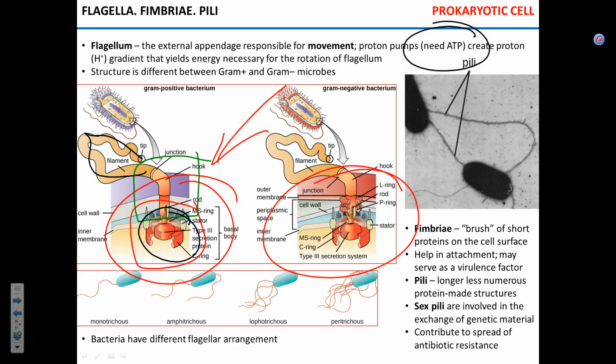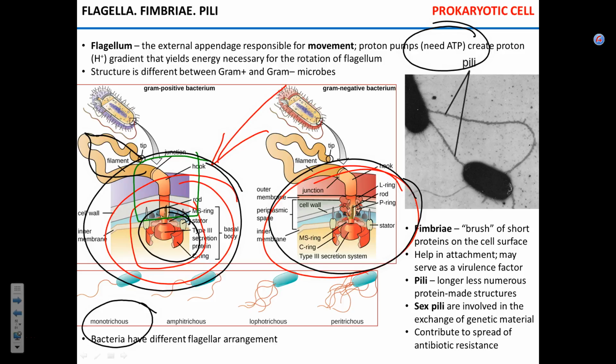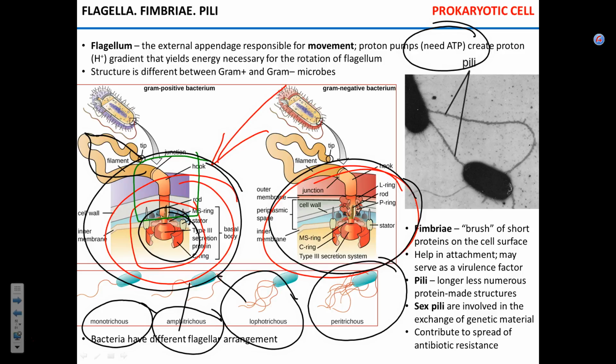The structure is slightly different between gram-positive and gram-negative. This is your gram-positive, this is your gram-negative. That's the statement I want you to know: the structure of the flagellum is different between gram-positive and gram-negative. That's it. Now, flagella can be arranged in different ways. You have to know this. Flagella can be monotrichous, one flagellum at one end; amphitrichous, two flagella on opposite ends of the cell; lophotrichous, a bunch of flagella at one end; and peritrichous, flagella all over the surface of the cell. Does that make sense? So mono, one; amphi, two; peri, all over the place; lopho, bunch. Other appendages. Fimbriae.